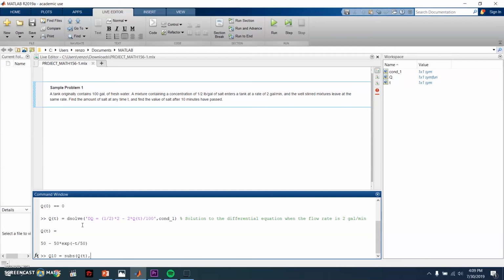you need to enter the following codes for the amount of salt in the tank after 10 minutes. So the answer is 50 minus 50 e raised to negative 1 over 5. So for the answer, it is 50 minus 50 e raised to negative 1 over 5, or approximately 9.063 using a calculator.